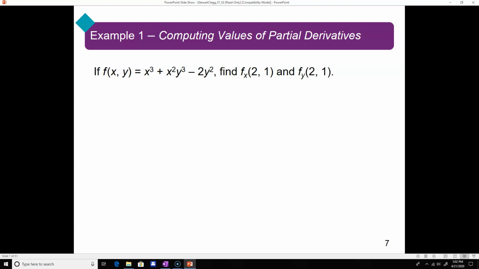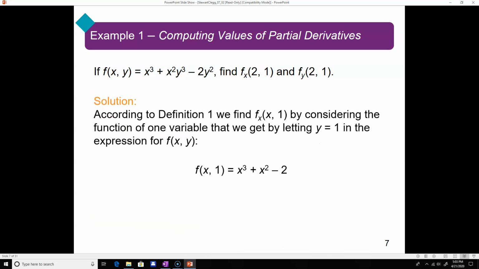And then when you look at the second term, rather than taking the derivative of x squared and y cubed and doing a product rule or something like that, we're thinking of y cubed as constant. So we just say, okay, how do we do the derivative of x squared, which is 2x, and then we multiply that by y cubed. And then the last term, minus 2y squared, has no x factor whatsoever. So the derivative of 2y squared is just going to be 0. So if we looked at the x partial derivative of f of xy, we would get 3x squared plus 2xy cubed. And then that result we would plug in.